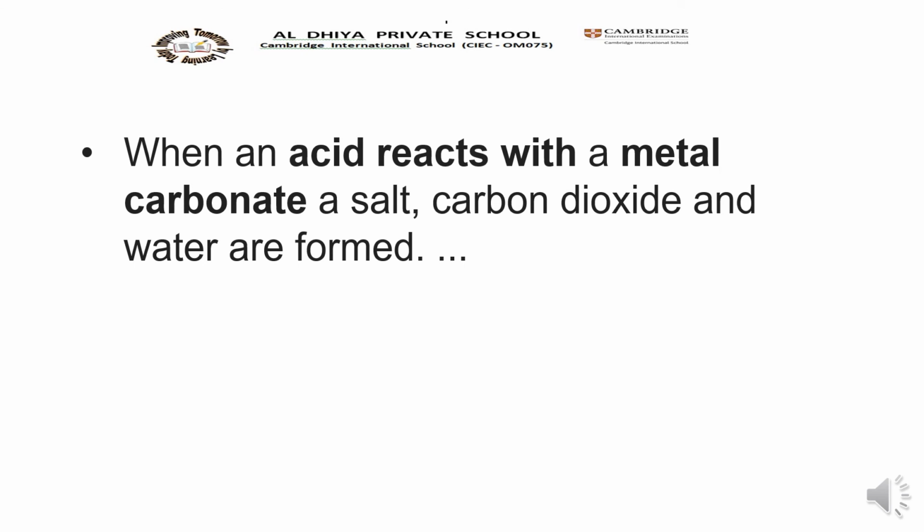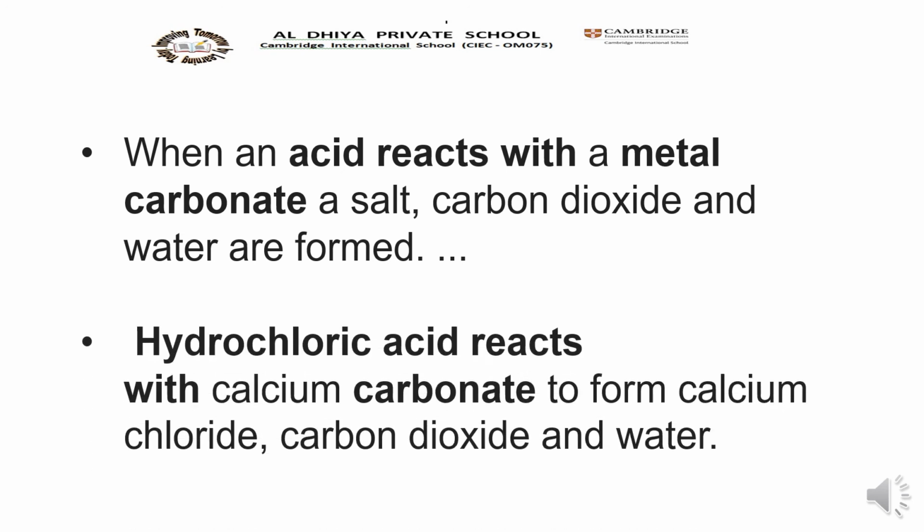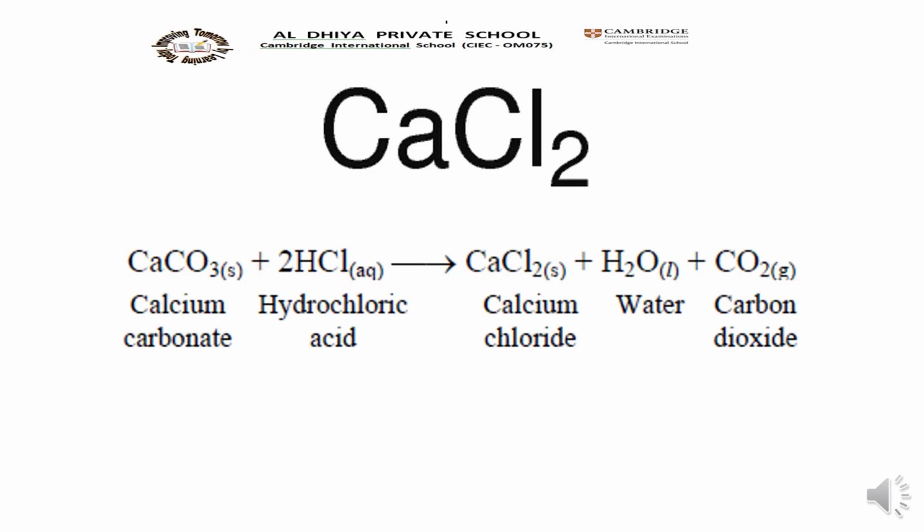Here we can see when an acid reacts with a metal carbonate, a salt, carbon dioxide and water are formed. Here hydrochloric acid reacts with calcium carbonate to form calcium chloride, carbon dioxide and water. What is the equation? Calcium carbonate combined with hydrochloric acid forms calcium chloride plus water plus carbon dioxide.